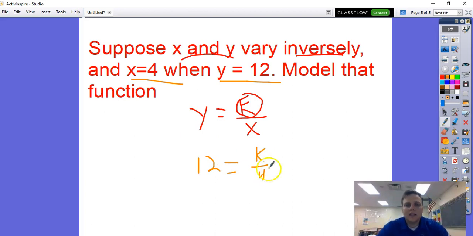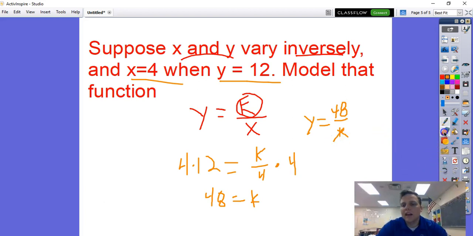Okay, let's solve for k. Well, if k is being divided by 4, what's the opposite of division? Multiplication. So multiply both sides by 4. And that gives me 48 equals k. So now I can write my function. Remember, you want your function to look like this, but where k is some number. So in this case, my actual answer is y equals 48 over x. I don't know why I said k. That's an x. I messed up there. I meant to say x. All right. So y equals 48 over x. Boom. That is it.